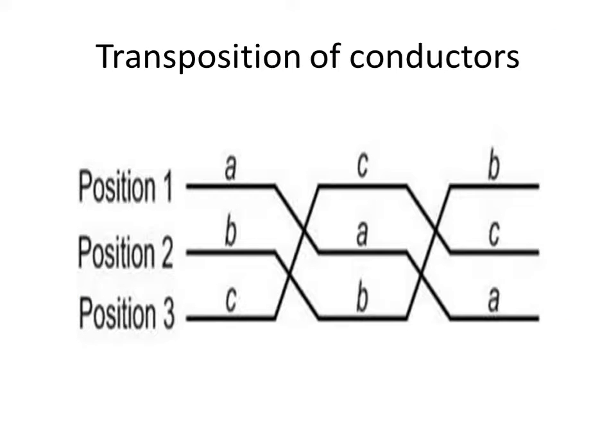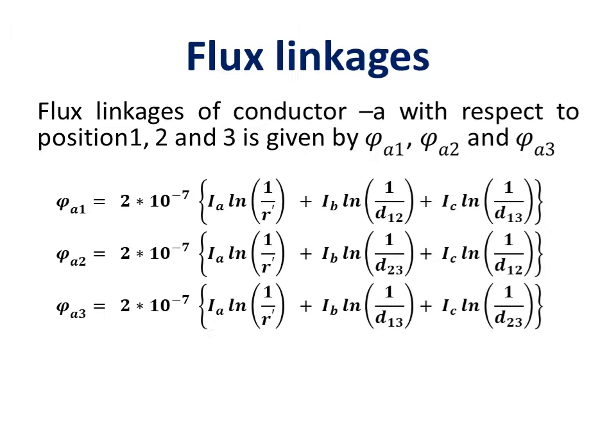In the figure, B is in position 1. From A to B, it is D13. So IB into Ln 1 by D13. And IC is at position 2. So A to C is D23. Hence Ln IC into Ln D23. Like this, we have framed the equations for the flux linkages in position 1, position 2 and position 3.